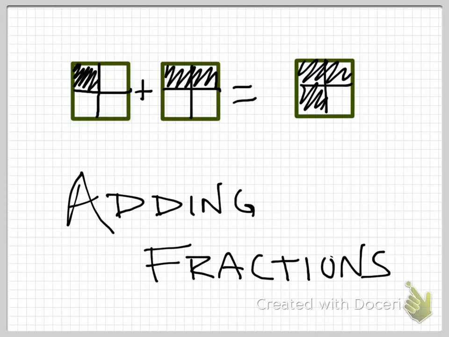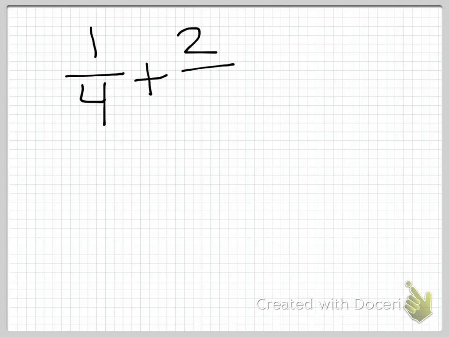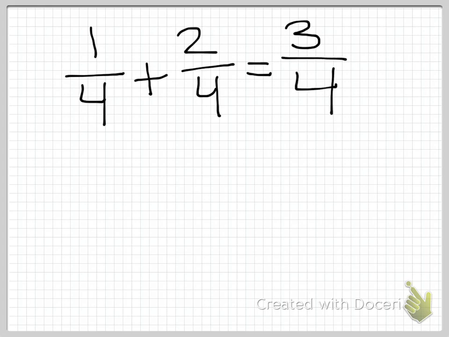Let's take a few minutes and talk about adding fractions. When you want to add fractions that have common denominators, meaning that the bottom number is the same, it's quite simple. You simply take the numerators, the top half of the fraction, and you do 1 plus 2 is 3, and then the denominator, the bottom half of the fraction, stays the same.